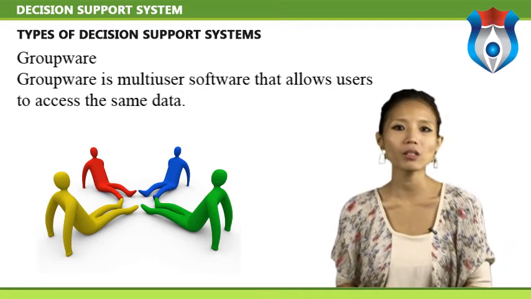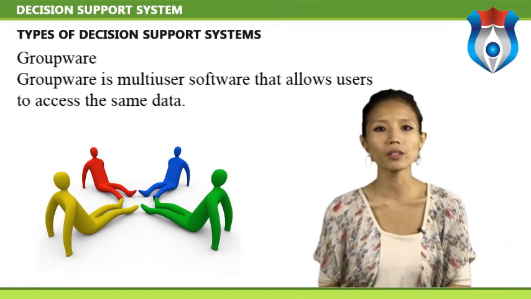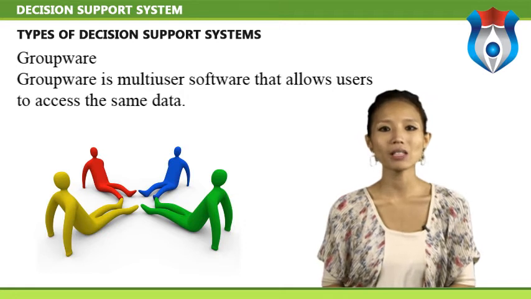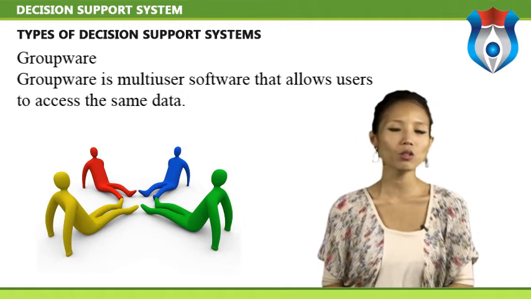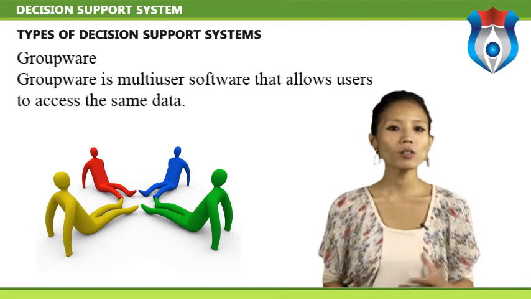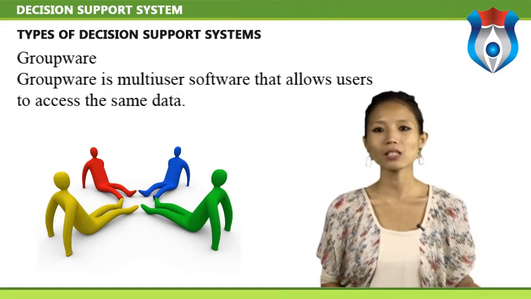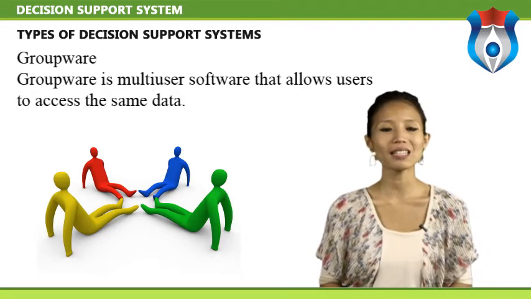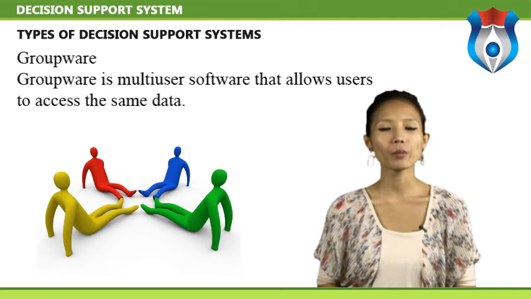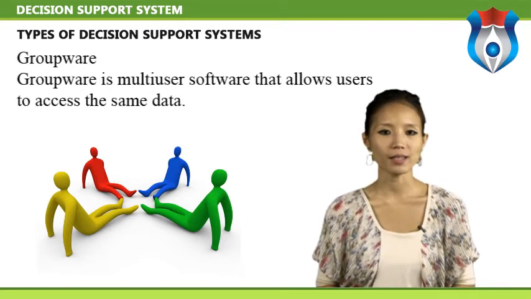Programs that enable real-time collaboration are called synchronous groupware. Groupware is multi-user software that allows users to access the same data. Also, groupware usually provides a mechanism that helps users coordinate and keep track of ongoing projects or decision processes.